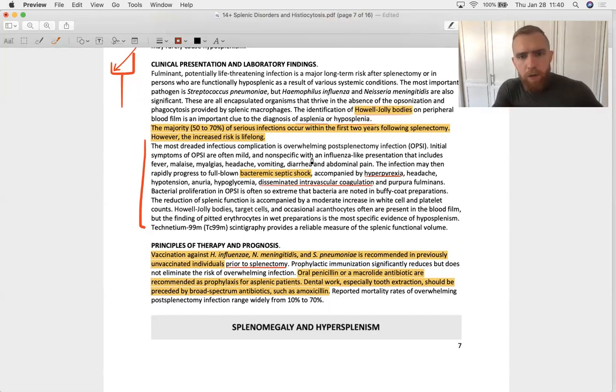There's this one particularly called overwhelming post-splenectomy infection, which the name tells you exactly what it is. It is an overwhelming post-splenectomy infection. Starts off kind of flu-like, can transition very rapidly to a bacteremic septic shock. Remember, the spleen filters your blood and it yanks bacteria out of your blood. So if you don't have a spleen, you've got bacteria in your blood, which is literally sepsis. So that's going to be accompanied by a fever, hyperpyrexia. Why? Interleukin 1, TNF alpha in the blood. Bacteria make those things, right?